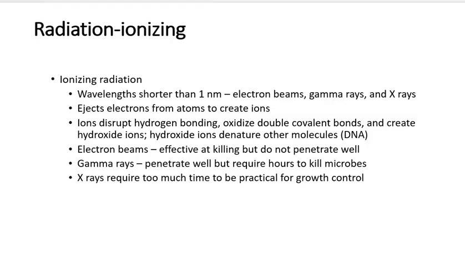Another thing that we can do is use radiation. Wavelengths that are shorter than 1 nanometer, X-rays and gamma rays, basically eject electrons from the atoms to create ions. What that does is denature things like DNA, it creates hydroxide bonds and ions and that sort of thing. You can use electron beams. They don't penetrate walls. Gamma rays, but they require hours.